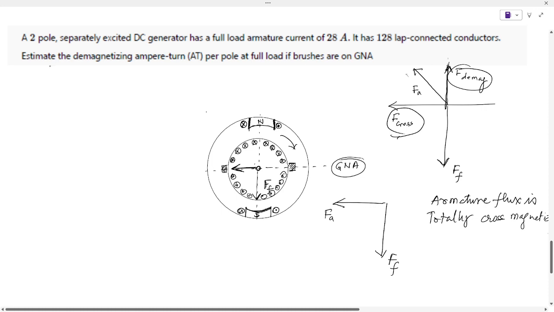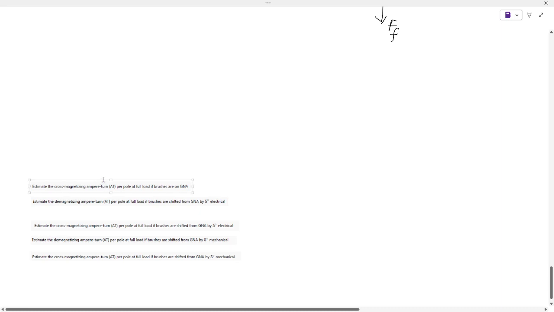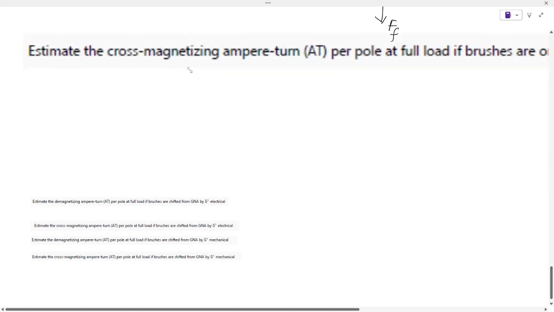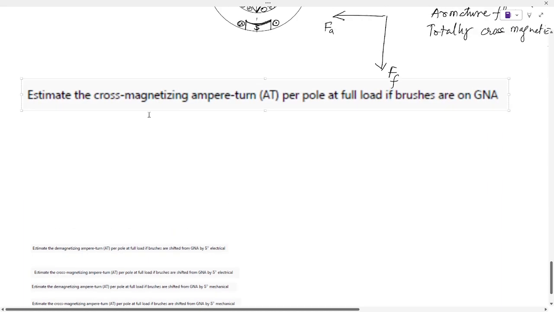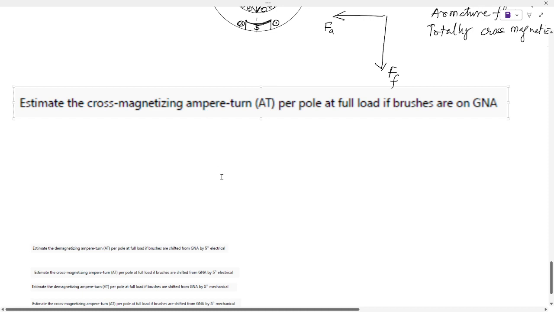So our answer to this will be 0. Now it will be more clear in a while. Now estimate the cross magnetizing ampere turn per pole at full load if brushes are on GNA. We have seen that demagnetizing ampere turns are 0.